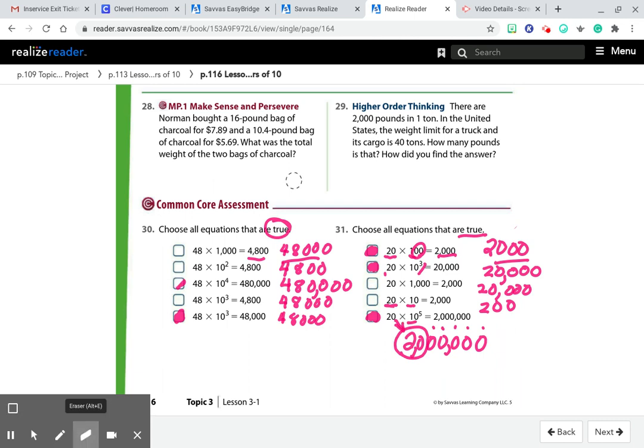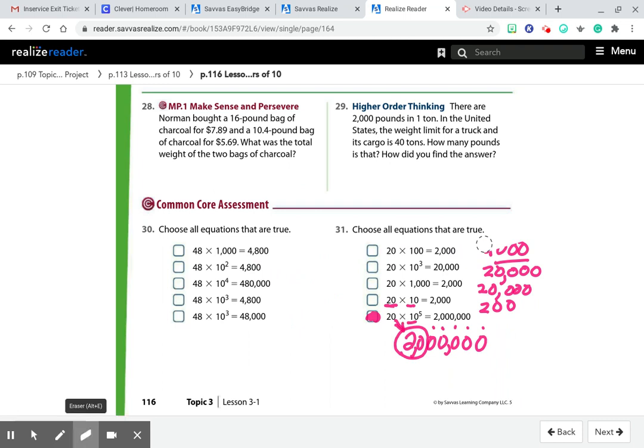All right, there we go. That was lesson 3-1, mental math, using your 10 times tables. Hopefully you remember those.